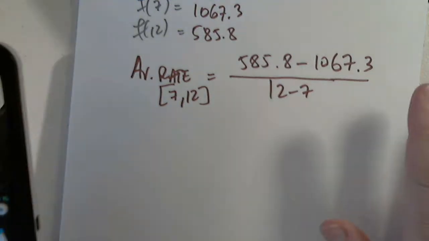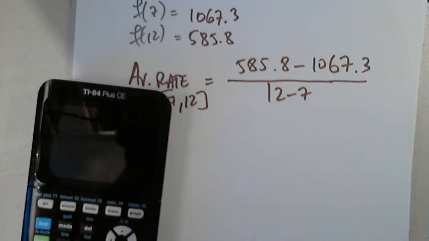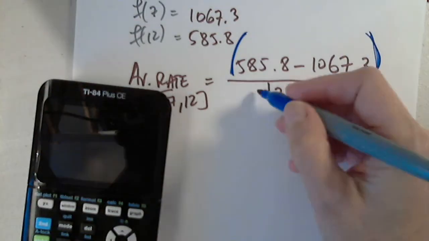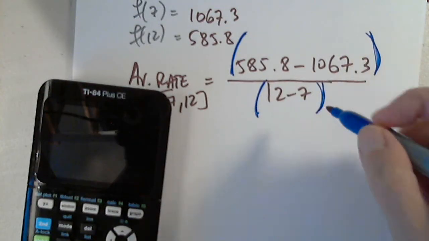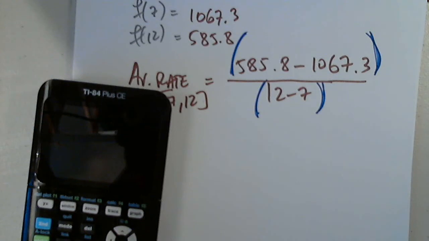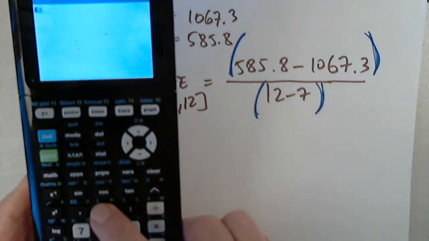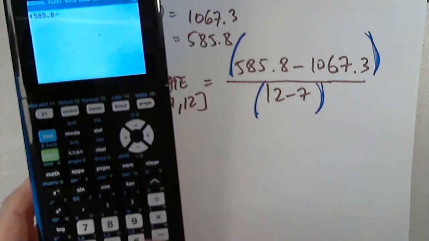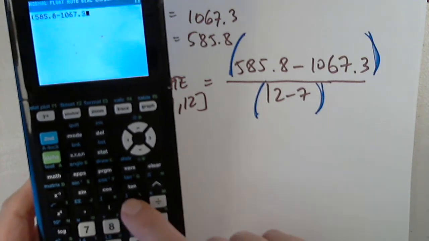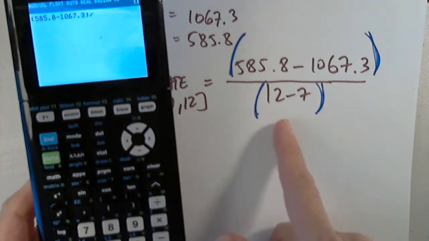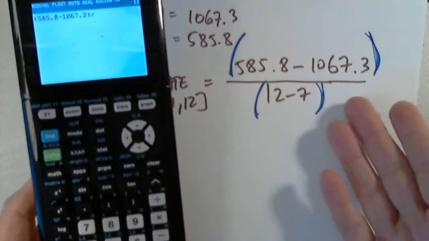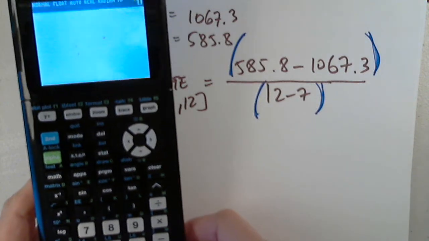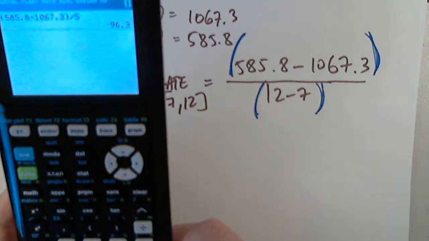Careful, you don't have to calculate anything. You can put everything in the graphing calculator, but for graphing calculator purposes, you have to put parentheses around the top and the bottom. So left parenthesis, 585.8 minus 1067.3, close the parenthesis, and divide. You don't need parentheses if you just say this is 5. But otherwise, you have to put in parentheses. So I got negative 96.3.